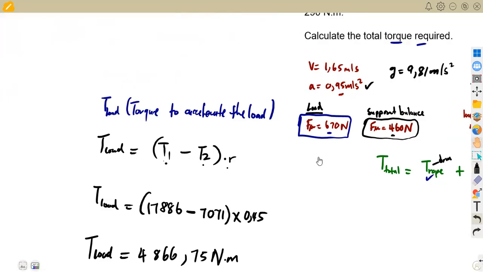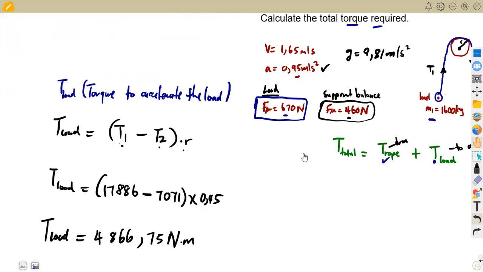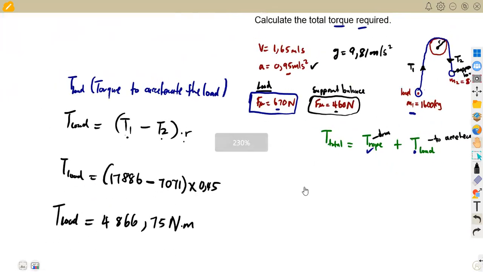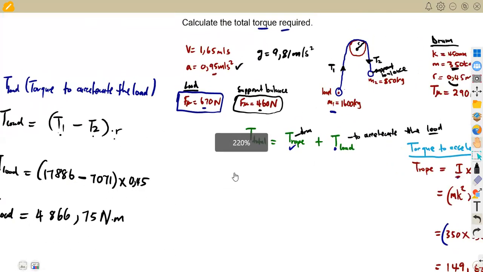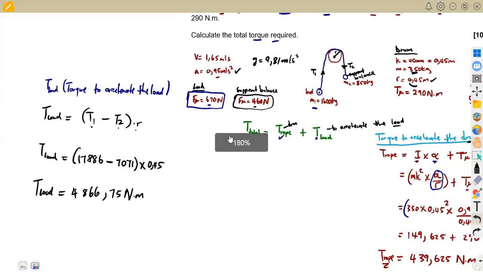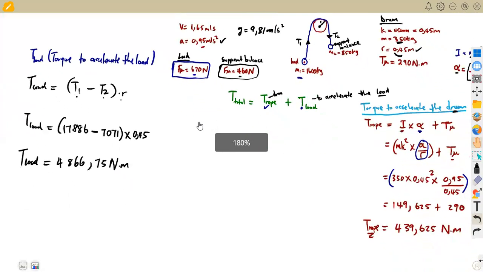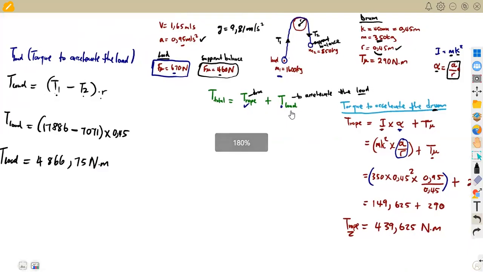So now we are talking about the torque affecting the load. All right. So the question was to calculate the total torque, and I said from our formula here, the total torque is simply the sum of the two, which is the T rope and the T load. The T rope is the one for the drum, the one to accelerate the drum that we talked about here. And we also talked about the torque to accelerate the load from T1 minus T2 times the radius, whereby you have to calculate T1, you calculate T2, find them.